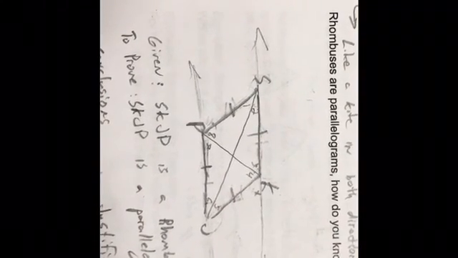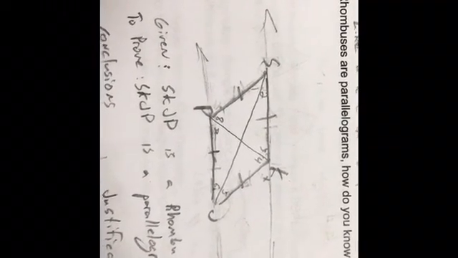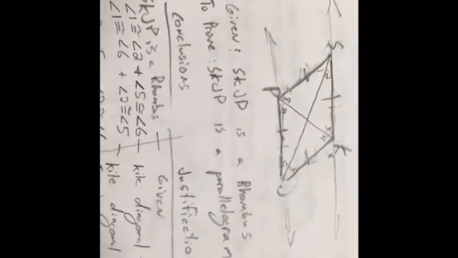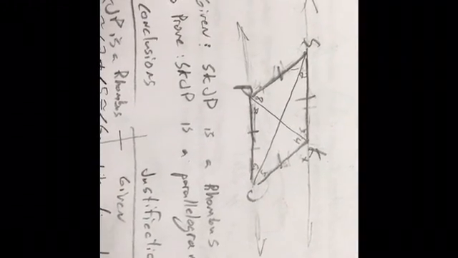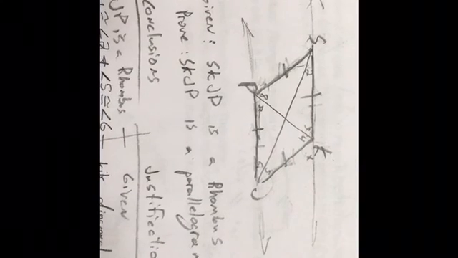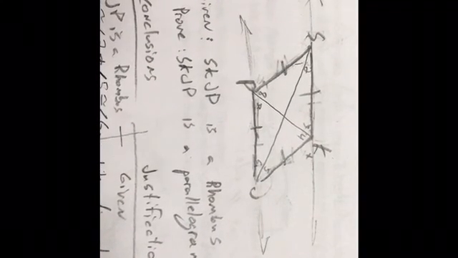Okay, I asked you to prove that a rhombus is a parallelogram. Let's go ahead and do that. We have rhombus SKJP, and we have our given and our to prove statements. Our given statement is SKJP is a rhombus, and our to prove is SKJP is a parallelogram. Now we have our two columns, of course, conclusions on the left, justifications on the right. Our first one is easy. SKJP is a rhombus. That's given.